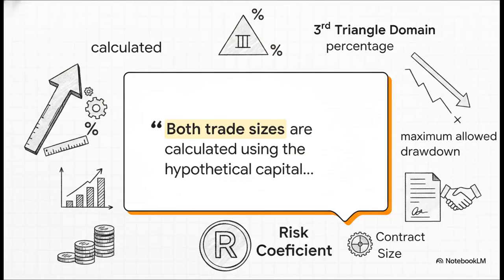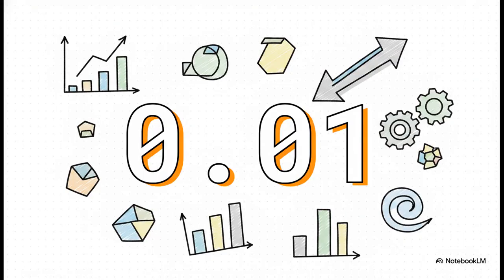Now, regarding the sizing calculation, I need to state this exactly as documented. Both trade sizes are calculated using the hypothetical capital, the investor's maximum allowed drawdown, the third triangle domain percentage, the risk coefficient, and the contract size. Following that exact calculation framework, the ultimate documented output is simple. Each trade size equals 0.01.